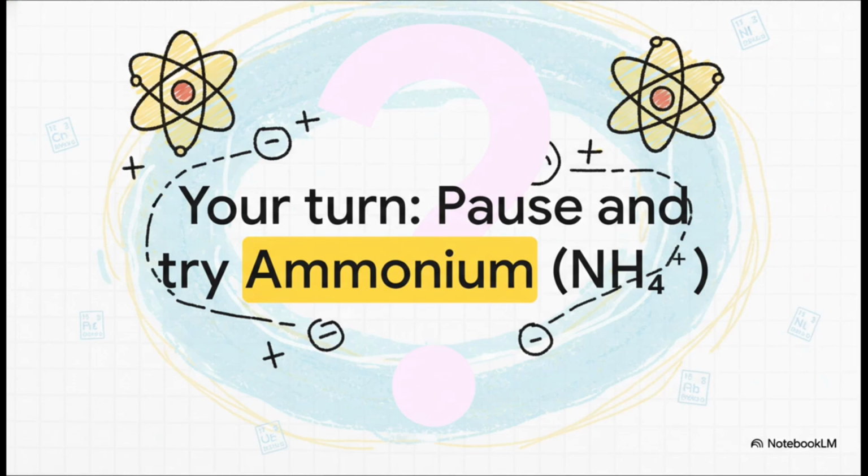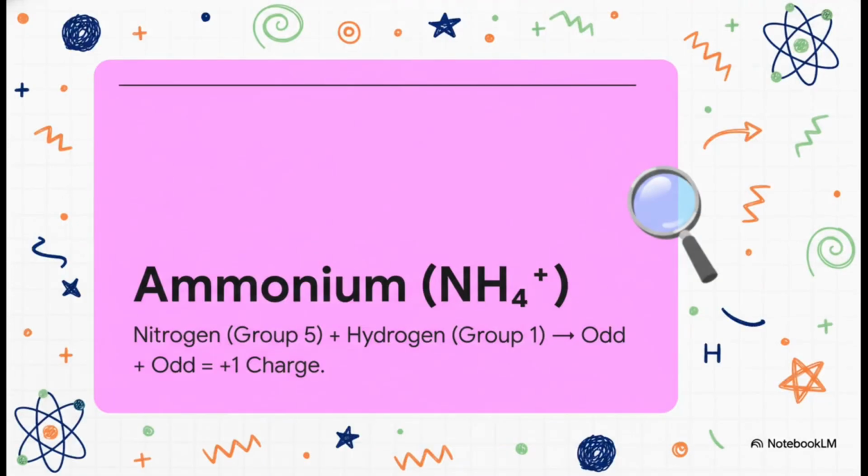All right, it's your turn. Let's put you in the driver's seat. Here's ammonium, NH4+. Go ahead and pause for a second, find nitrogen and hydrogen on the periodic table, and see if you can predict the charge using our even-odd rule. So, how'd you do? Let's break it down. Nitrogen's in group 5, which is an odd number. Hydrogen's in group 1, also an odd number. And what does our rule say for odd plus odd? A charge of +1. Ammonium is pretty much the only common positive polyatomic ion, and our rule nailed it perfectly.